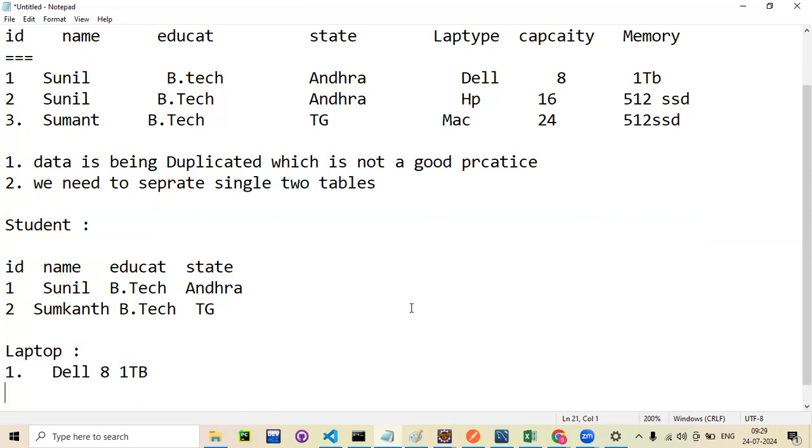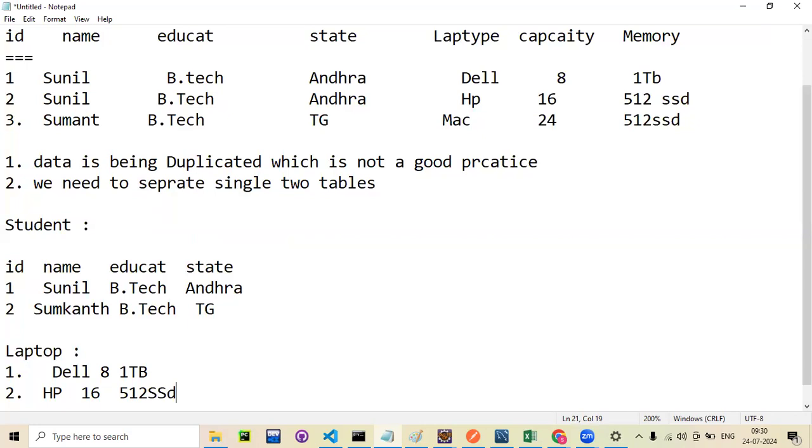See, there might be cases where this data is also duplicated, right? Suppose both are HP 16 GB, then it will be one record only altogether, right? 16, 512 SSD. So this is how you should separate the two tables. But here the concept is, you have separated two tables.